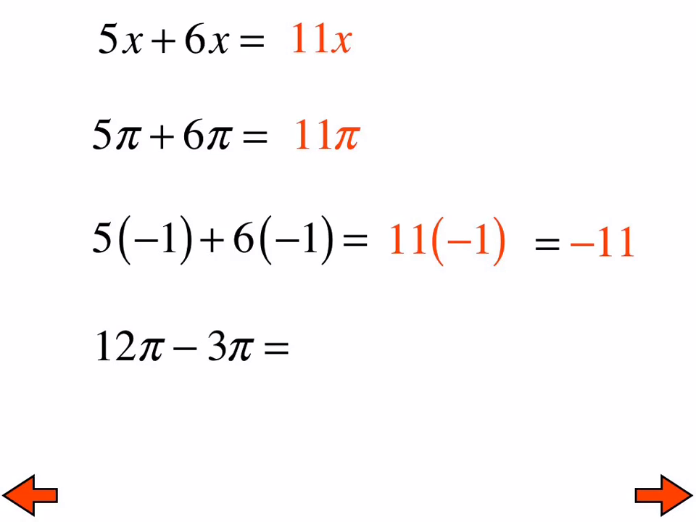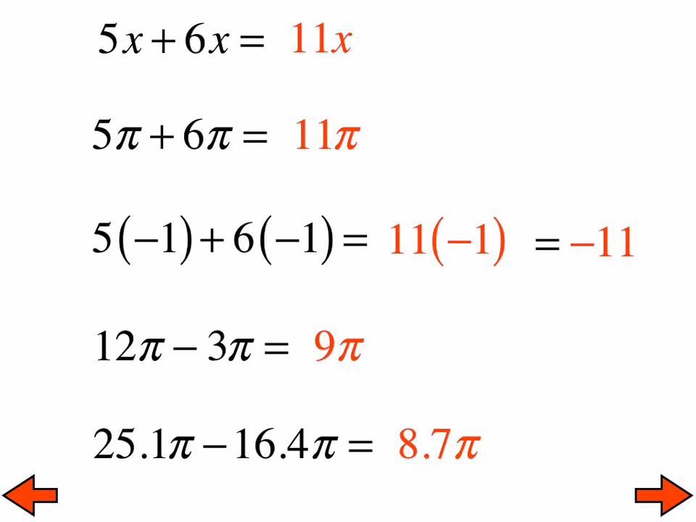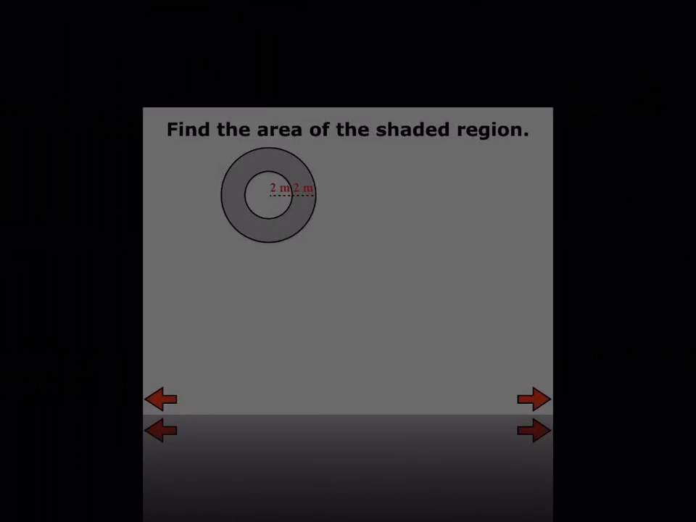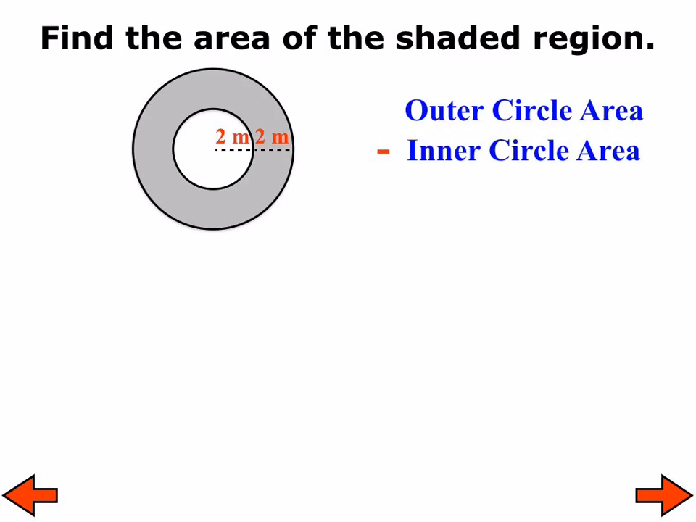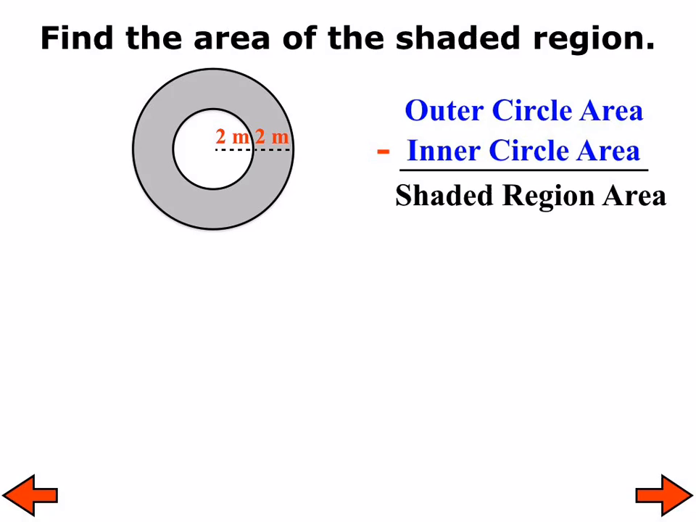9 pi. Yeah, so we're going to be dealing with things where we have to leave things in terms of pi until the very end. So if we take a look at this right here, this is a picture of a big circle with a smaller circle cut out of it. Do all of you see that? So the big circle, or the outer circle, if we take away from that the inner circle that's cut out, what's left is actually the shaded region.